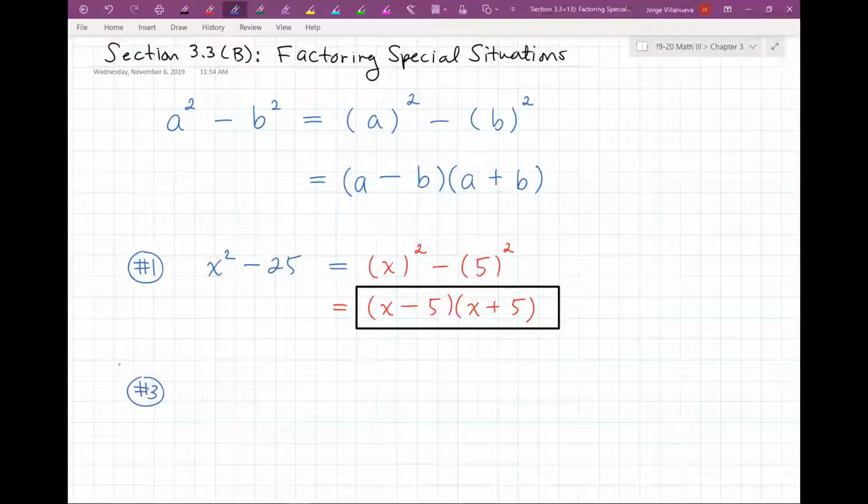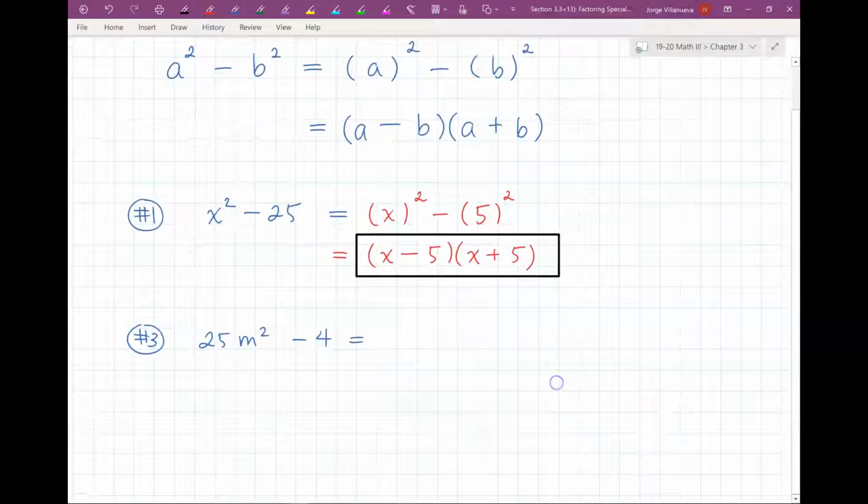So number 3 is 25m squared minus 4. Okay? So I see a minus sign. I see two terms. So again, I'm going to think maybe difference of two squares. Now we'll do the easy one first. I can write 4 as 2 squared, right? How can I write 25m squared as something squared? Just 5m. Okay, because 5 squared is 25, m squared is m squared. So 25m squared is right there.